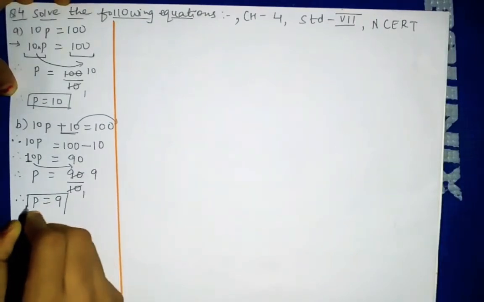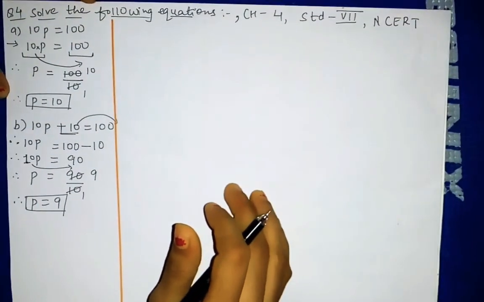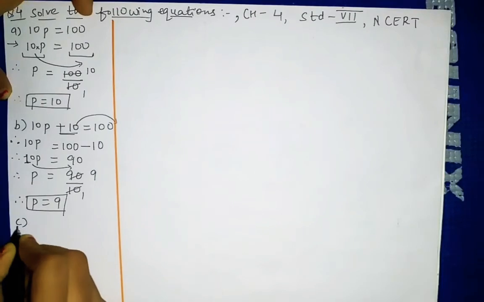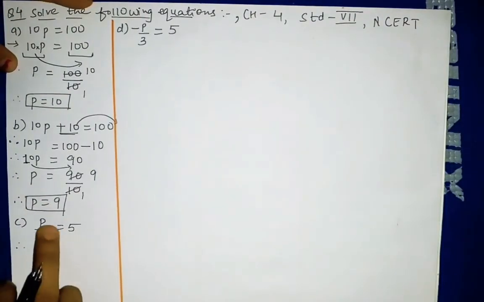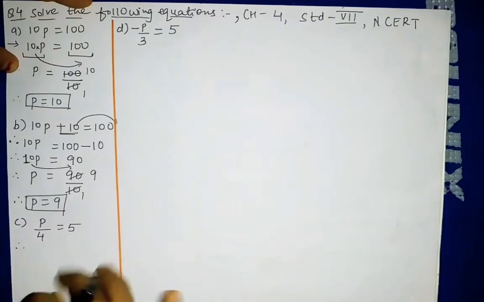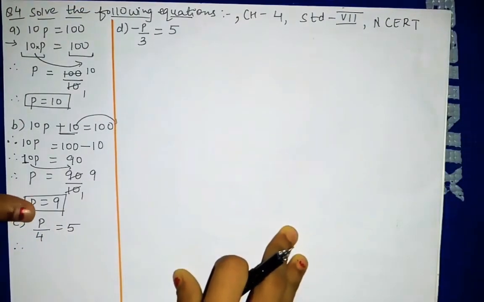This is your value of the variable, second one. Hope you understood. Okay, now moving ahead with third question. So third one is p upon 4 equal to 5. So now we will solve this. We want to find the value of this variable p.